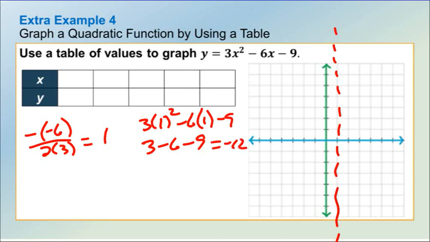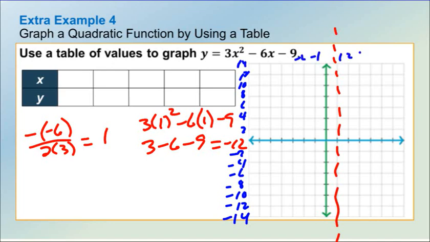So my y's, I'm going to count by 2's. So this would be -2, -4, -6, -8, -10, -12, and -14. This would be 2, 4, 6, 8, 10, 12, 14. And then here I just count by 1's. So my vertex is at 1, -12. Put a point at 1, -12, which will be right here. Then just choose points on each side.